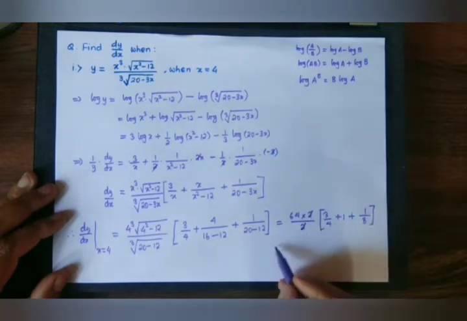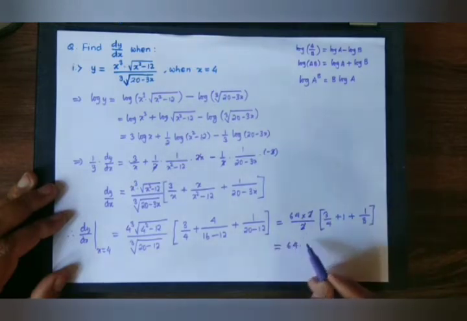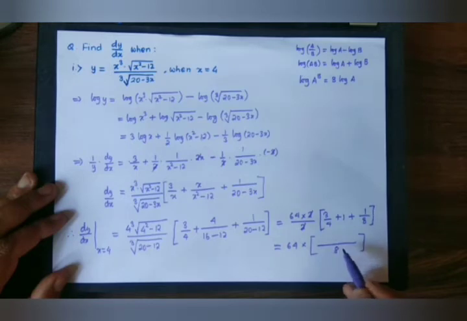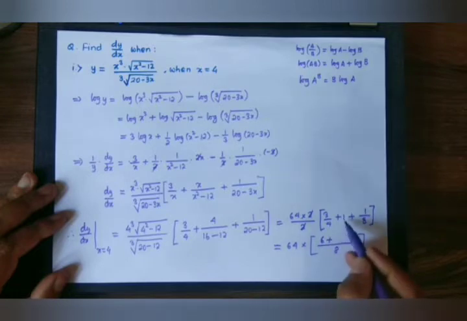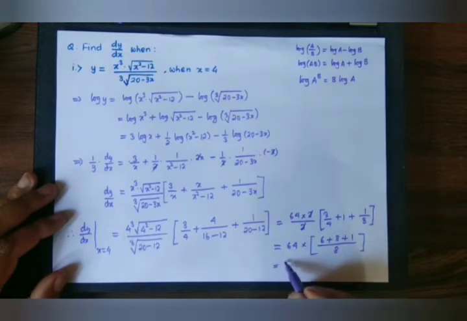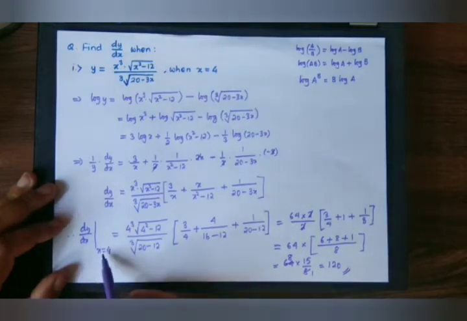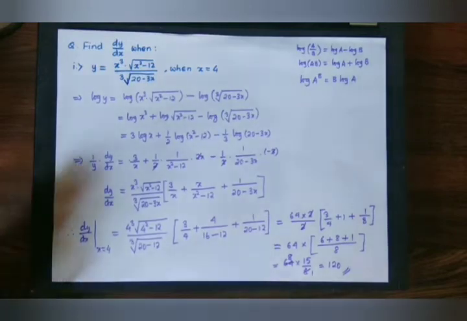Okay, so 2 and 2 get cancelled, so 64 into, let us simplify this, so the LCM is 8. So divide 8 by 4, that is 2. 2 into 3 is 6 plus 8 plus 1, that is 64 into, if you add them you'll get 15 by 8. Okay, 8 ones are 8, 8 plus 64, so 8 into 15 is 120. Okay, so this will be your value for dy by dx when x is equal to 4. So pause the video to note down.